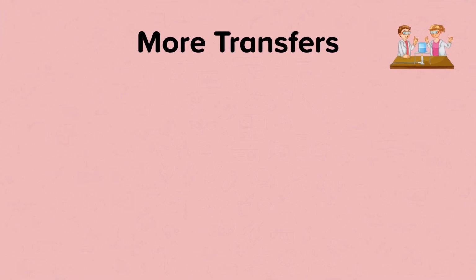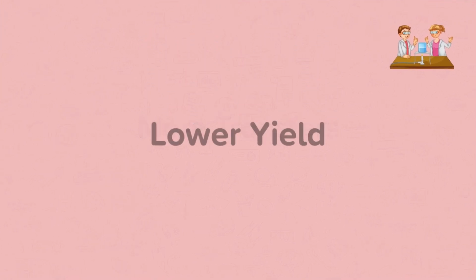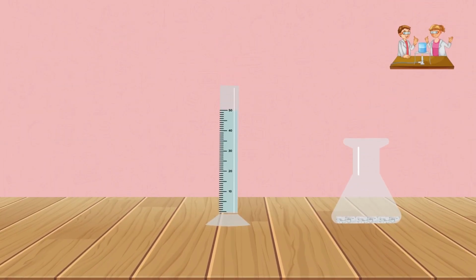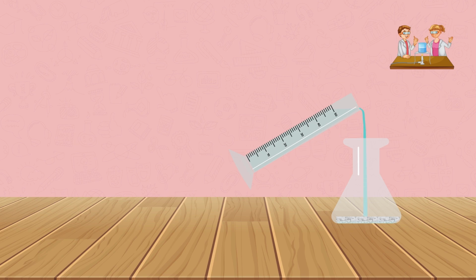More transfers lead to a lower actual yield. Examples of transfers include transfers of liquids from measuring containers to reaction vessels. Transferring a liquid from one container to another will result in loss of small amounts of the liquid. Some of the liquid will be left behind in the original container.